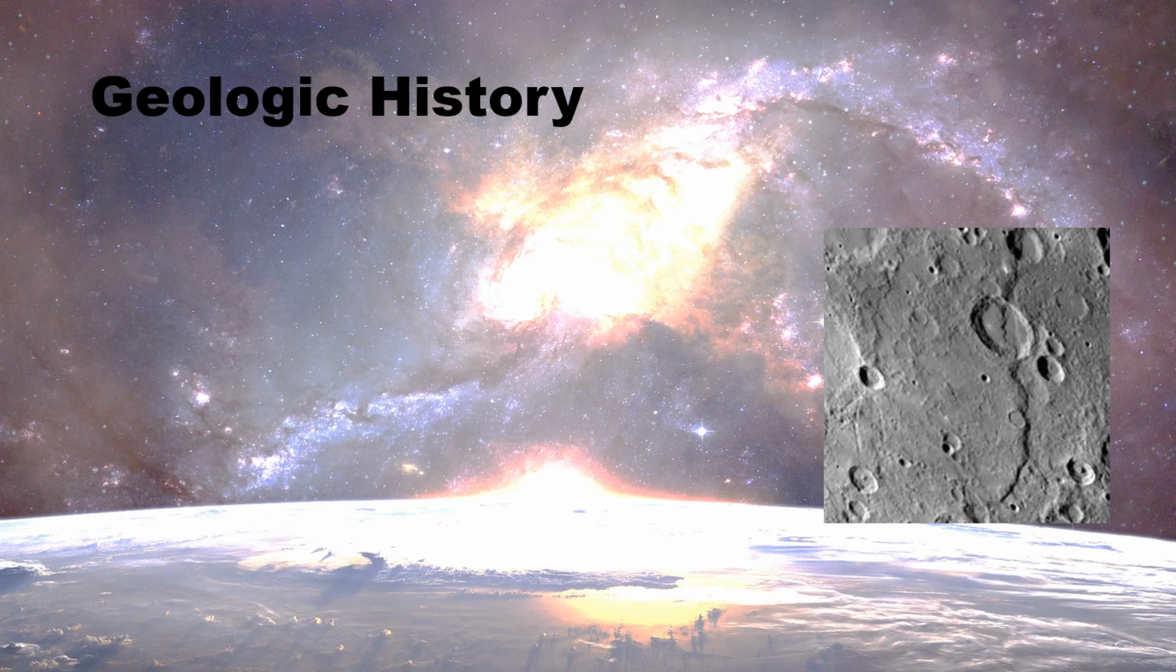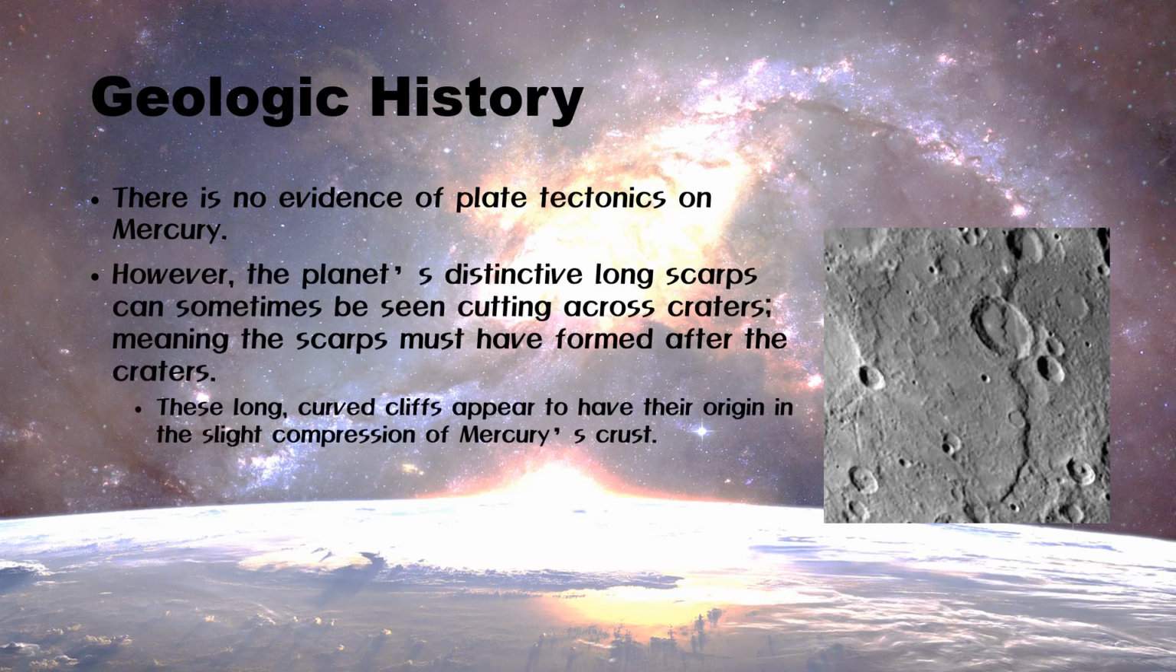So, that begs some questions as to the geologic history of Mercury. The first thing that we are able to notice is that there's no evidence of plate tectonics on Mercury. However, the planet's distinctive long scarps can sometimes be seen cutting across craters, meaning the scarps must have formed after these craters were done. Such as you can see in this image, we have an impact crater, but then we have the scarp that comes across the surface, and you notice it goes through this crater here, which means the scarp came afterwards.